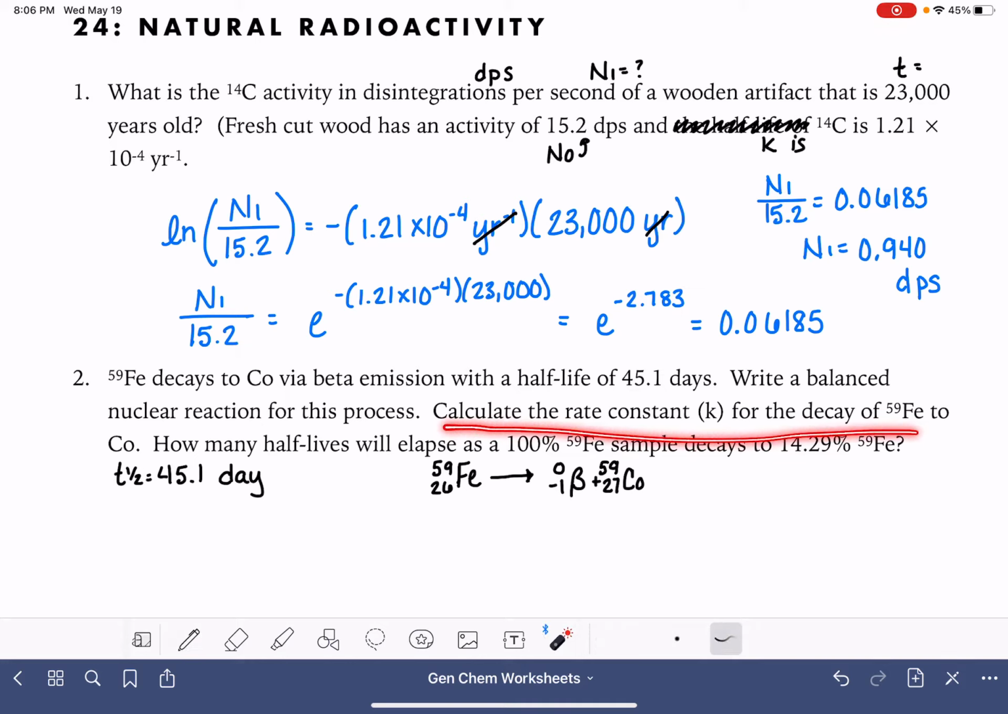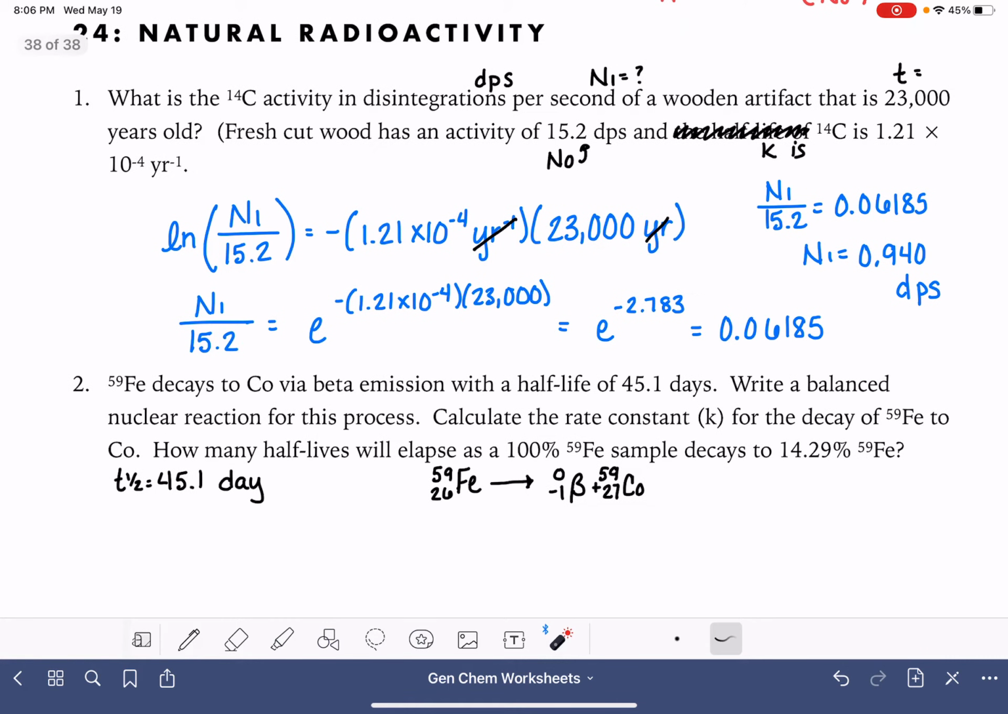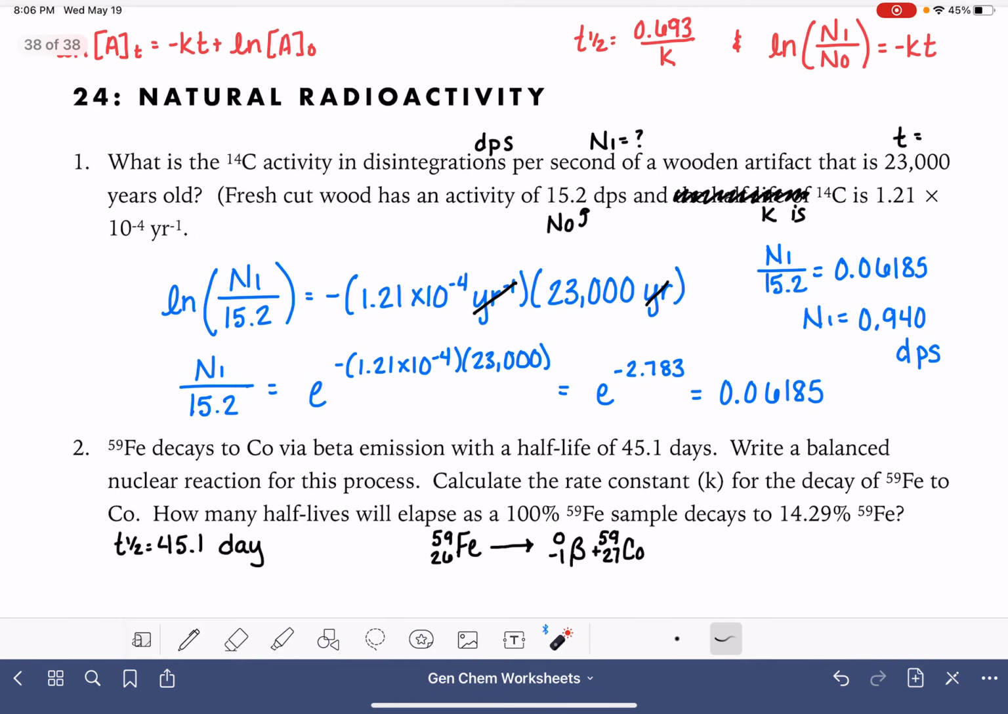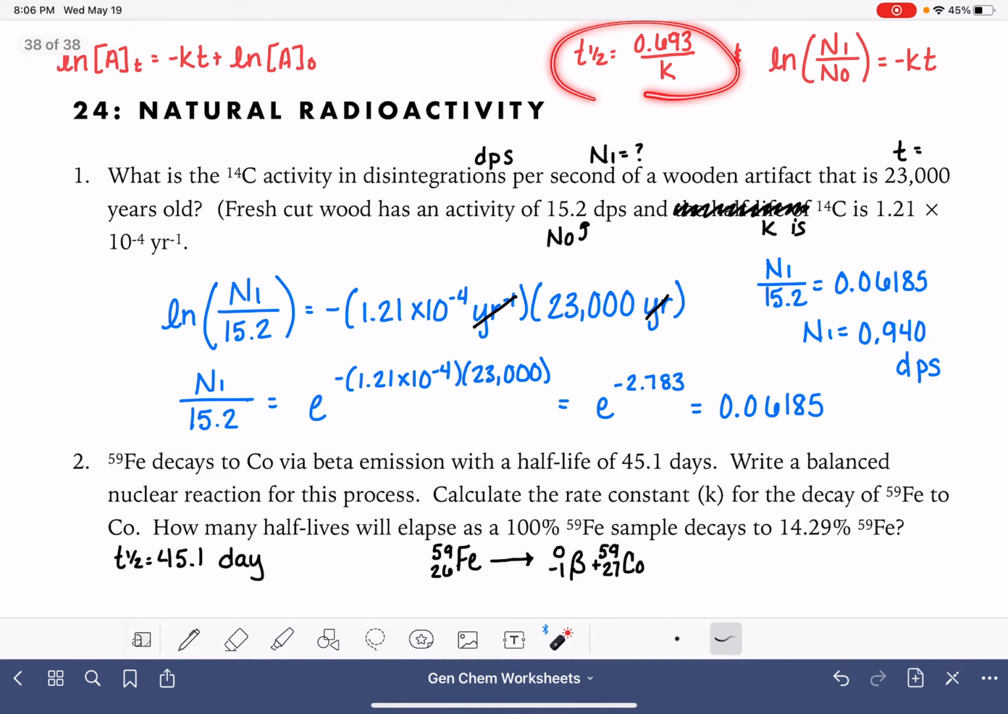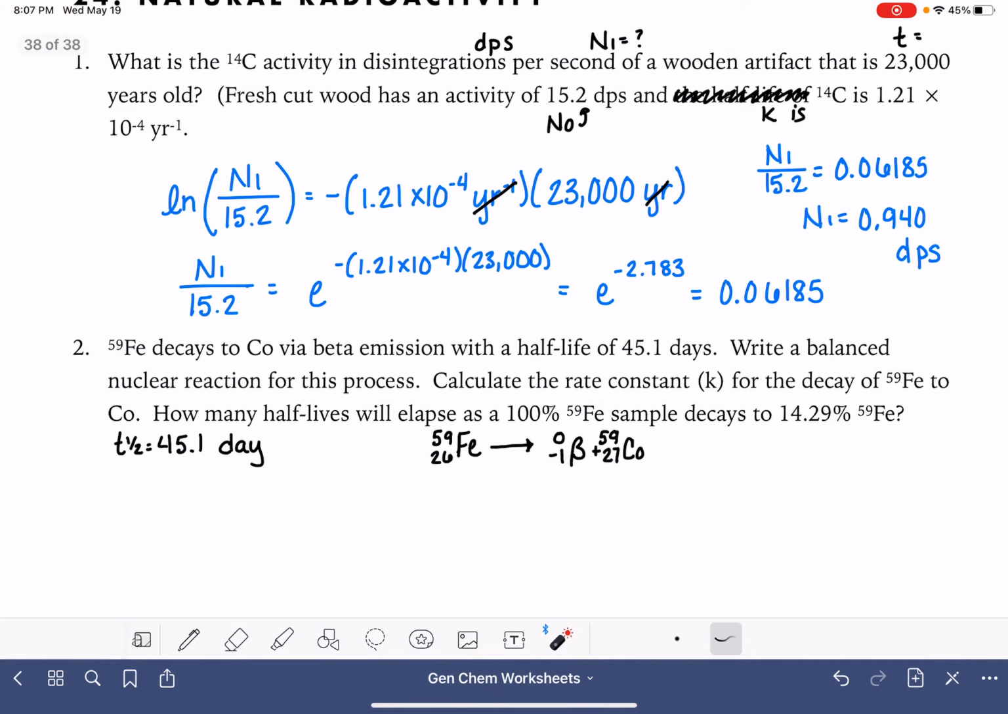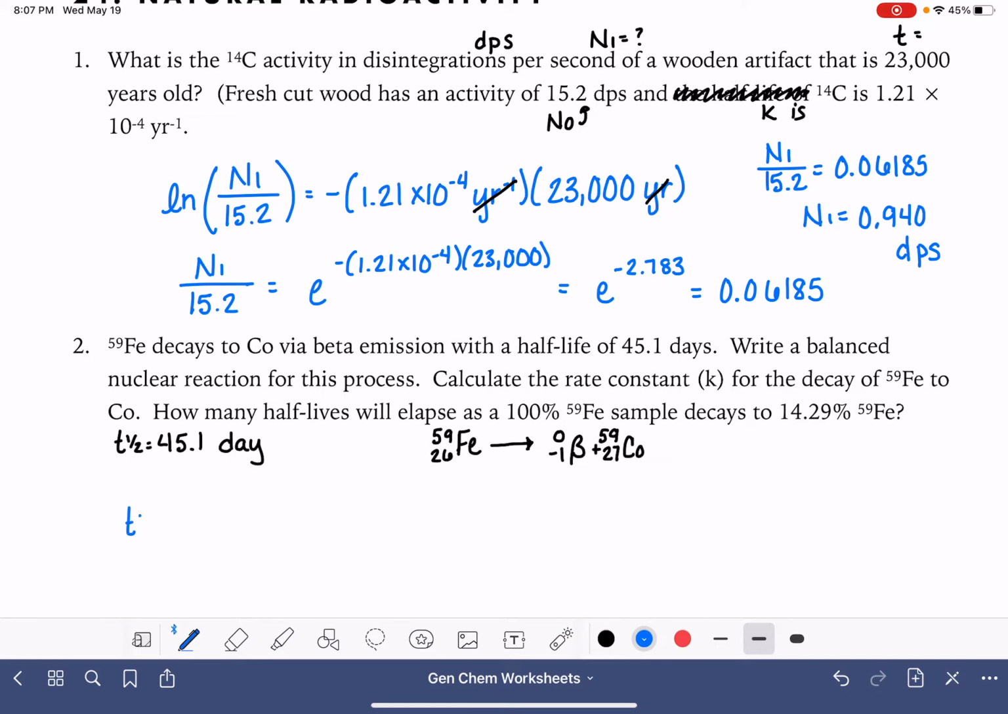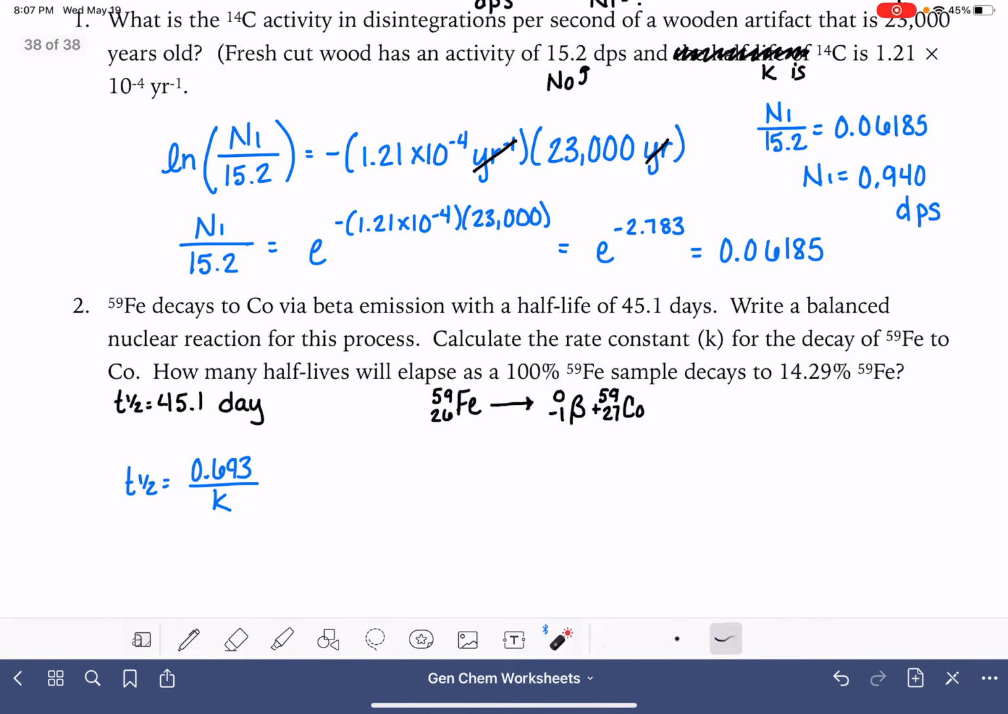Now we need to calculate the rate constant for the decay of iron-59 to cobalt. We've got to figure out what the rate constant is. We could do that using the half-life equation because we know the half-life. So all we have to do is use this to solve for K. I'm just going to copy the half-life equation down here so we have it handy. Half-life is 0.693 over K. And again, the reason that I'm picking this equation is because it's asking me to solve for K. It's giving me the half-life. So this is the simplest way to do that calculation.